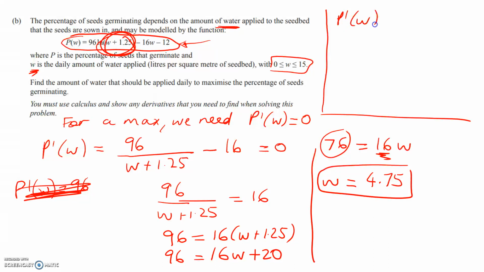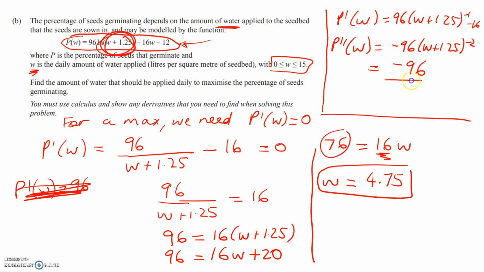So P dash of W is equal to 96 times W plus 1.25 to the negative 1 minus 16. So the second derivative here, we want to be able to show that it's negative for a maximum. And that's very straightforward because it's just negative 96 times this. If you look at how that comes out, it's negative 96 over some number squared, which is negative, and that's what we want for a maximum.